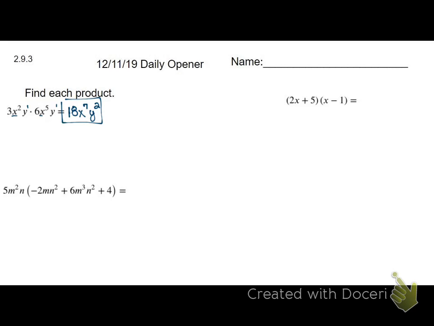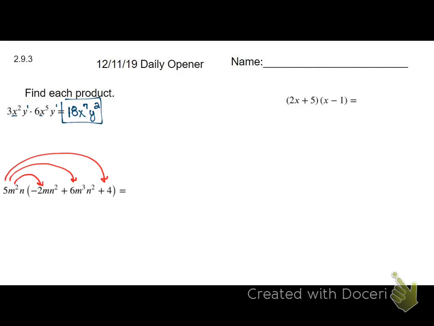Second question. You're taking a monomial times a polynomial. So you're taking a monomial, one term on the outside, and you're multiplying it times a polynomial. So in order to do that, what's the first step that you're going to do here? Take 5m squared n and times it by -2mn squared and then 6 and then 4. What's that called when you take it times everything within the parentheses? Distribute. Yeah, distribute.